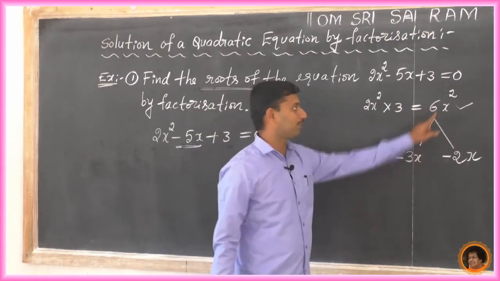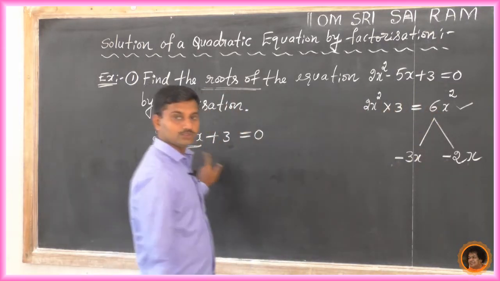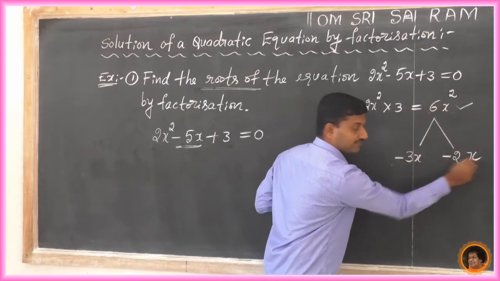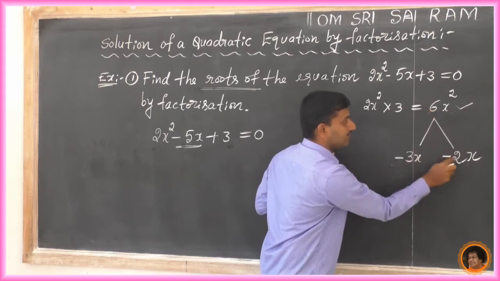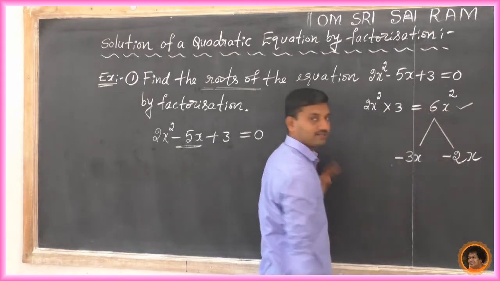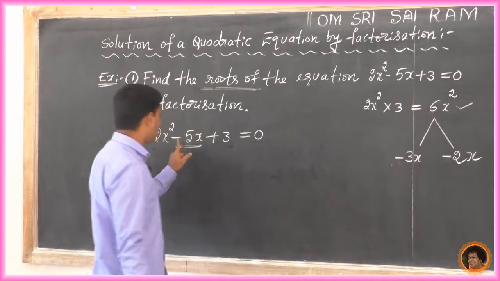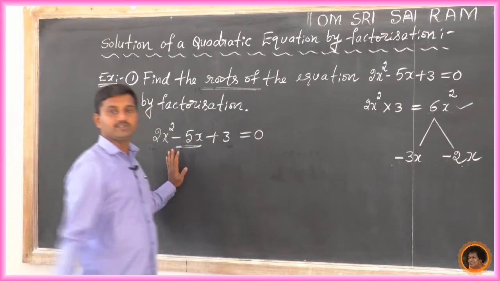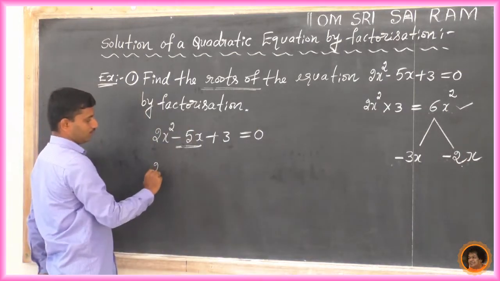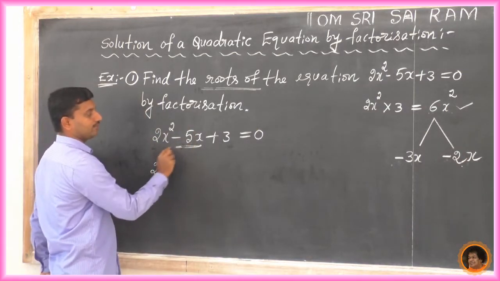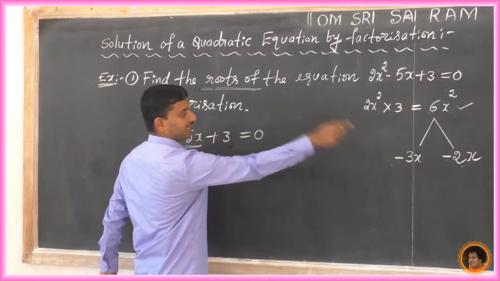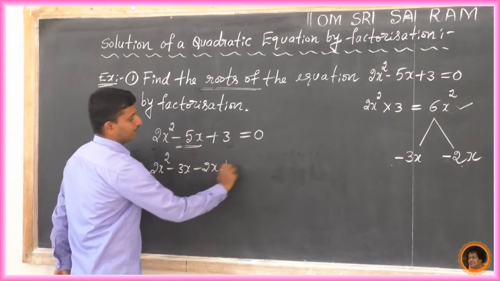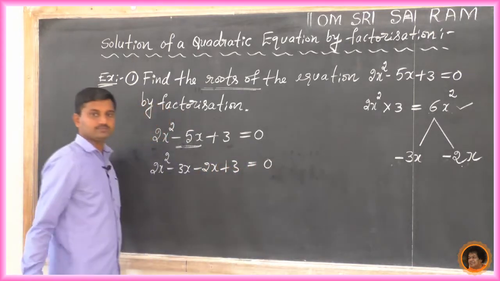Now once again check the product as well as the sum. The product is 6x square: minus 3x into minus 2x, minus into minus is plus, 3 into 2 is 6, x into x is x square. That is correct. And what is the sum? Minus 3x minus 2x is minus 5x. Next substitute the value. So in 2x square, instead of minus 5x substitute minus 3x and minus 2x. So 2x square minus 3x minus 2x plus 3 equal to 0.